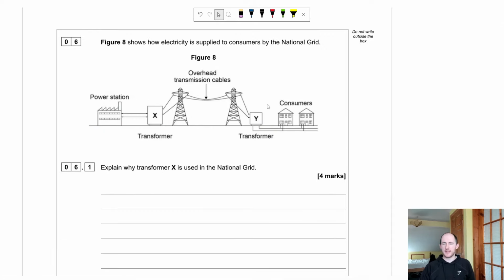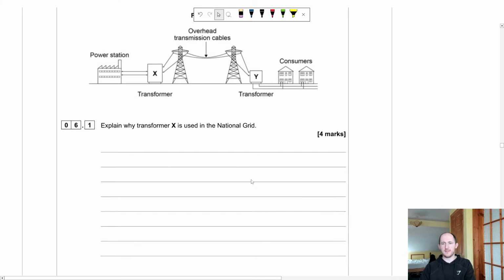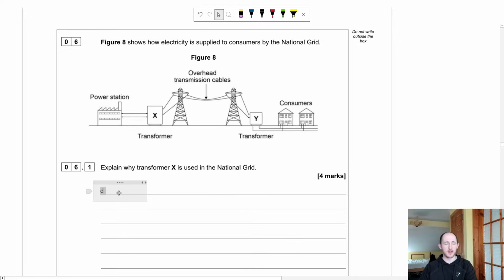So here we have the national grid. It always comes up on paper one. It's a really, really important part of the spec that they like to put on. And it says, figure 8 shows how electricity is supplied to consumers from the national grid. So power station, transformer X. Then we have the transmission cables, which you might see alongside motorways, for example. Transformer Y, and then straight to our houses. So why do we even need transformer X? Well, let me go through it. And again, it's a 4 marker, so we're looking at 4 bullet points.